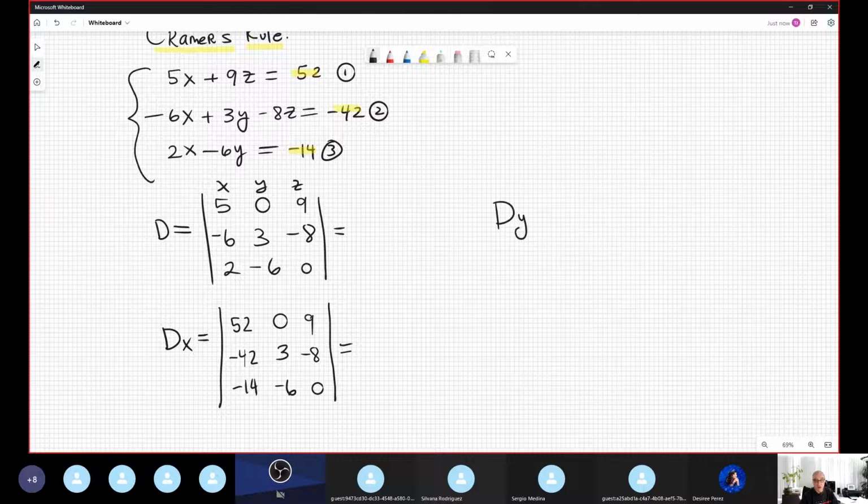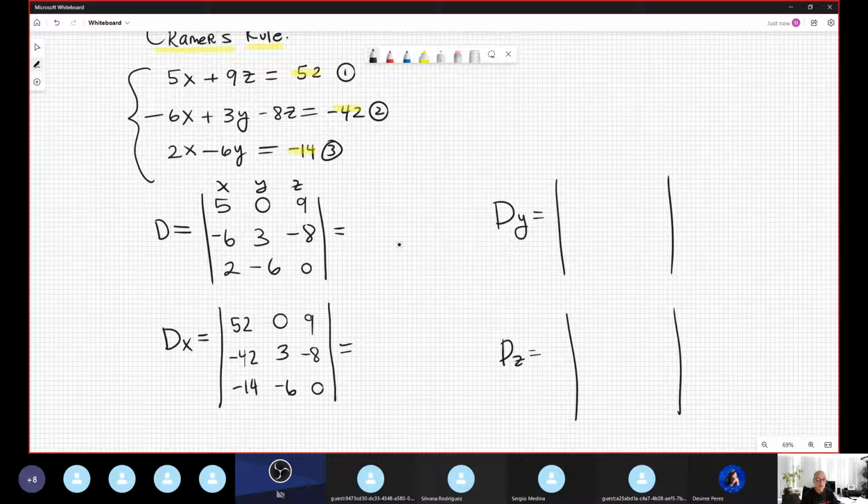Now I copy likewise Dy and Dz. So what is the organization? This is the same idea. You replace in the original determinant the column of the y by the right-hand side. So now we have 5, negative 6, 2, 9, negative 8, 0, but you replace the second column with 52, negative 42, and negative 40.